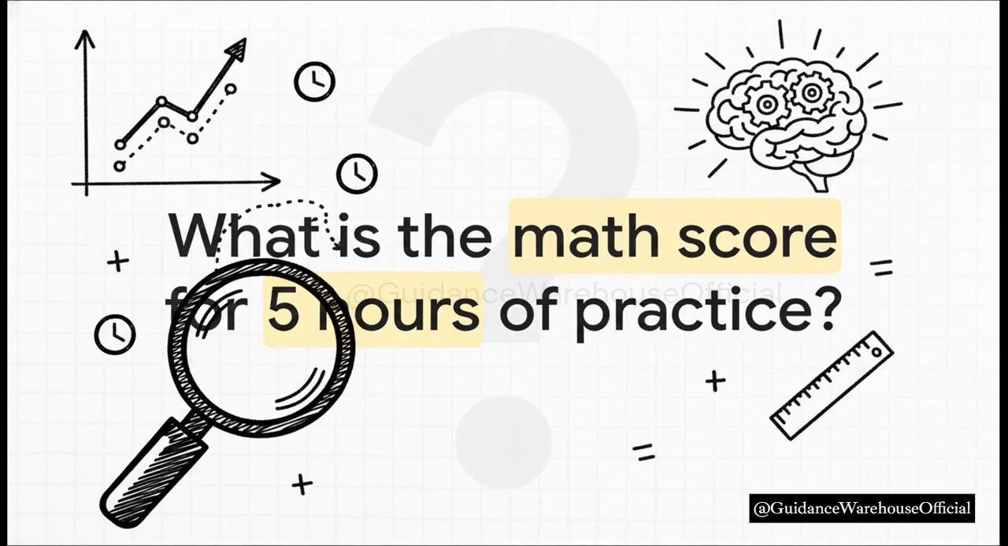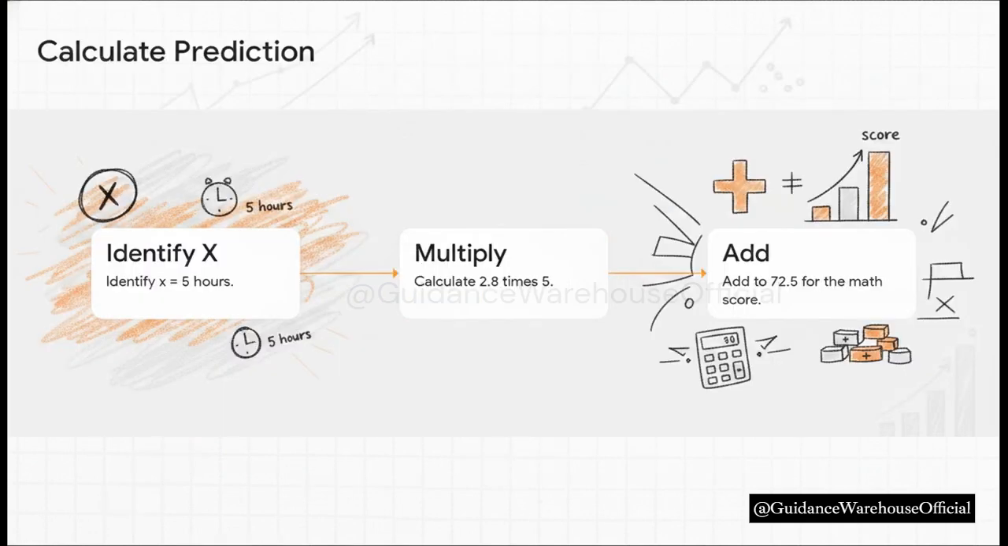Assuming 5 hours is well within our observed data boundaries, meaning, yes, this is a safe interpolation, what would you predict the math score to be for a student who practices for 5 hours a week? Go ahead and substitute that 5 for the x. Let's move to the next slide and see how this builds.